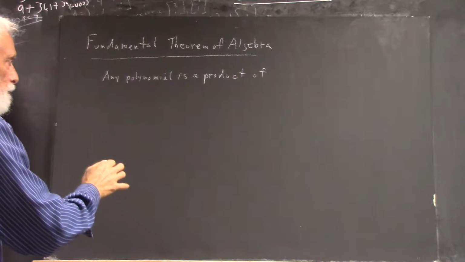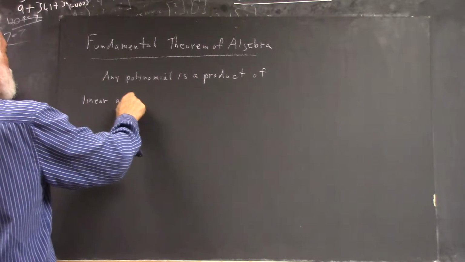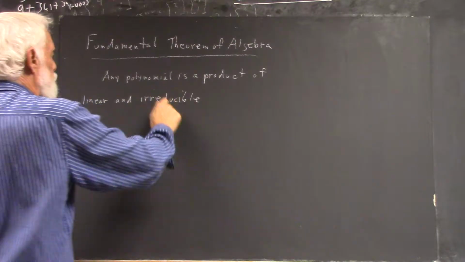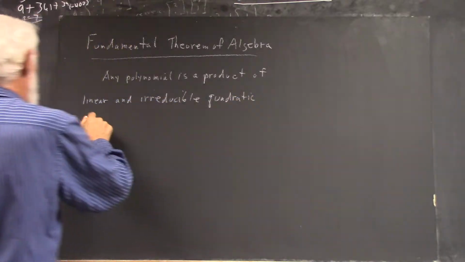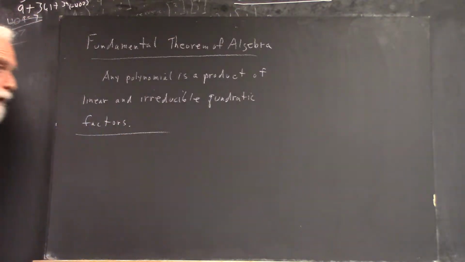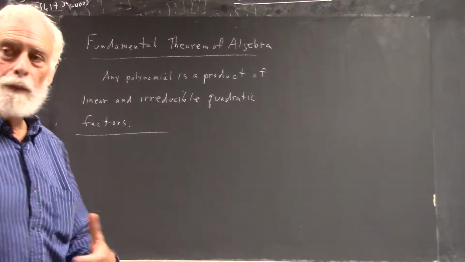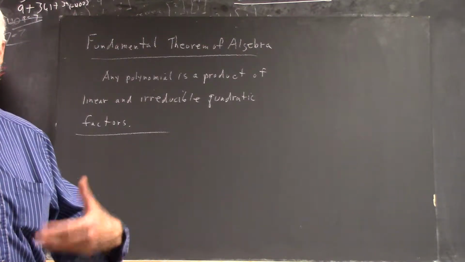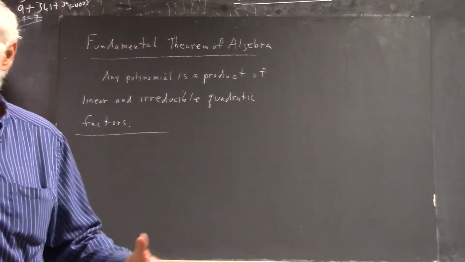Any polynomial is a product of linear and irreducible quadratic factors. In other words, every polynomial, well, I can't say every polynomial can be factored. I'm not saying we can factor any polynomial. That doesn't mean it's not a product of factors, it just means we can't find it.